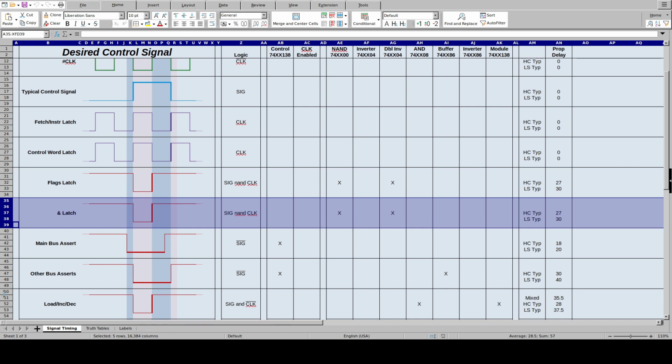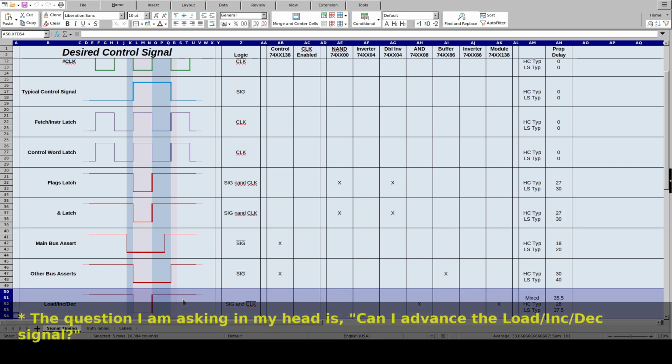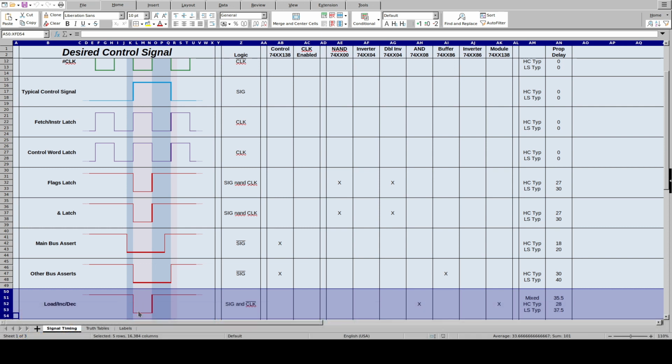So I guess the question is, can I advance the latch piece of this so you can see that the rising edge of this signal is actually the business end of this? Can I shorten this to be a very small width pulse? And that's partly what I'm considering here. Is there any way that I can shorten that so that the increment happens well ahead of the AND latch signal? That way I don't have to delay the AND latch signal.